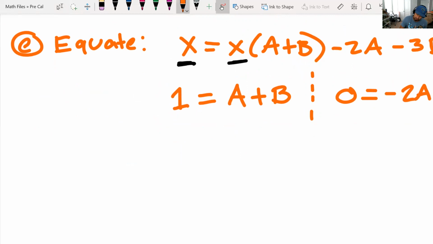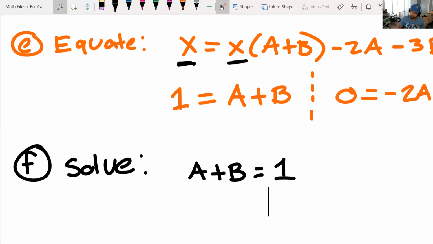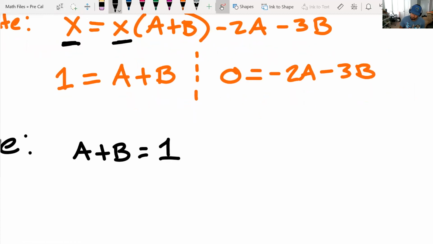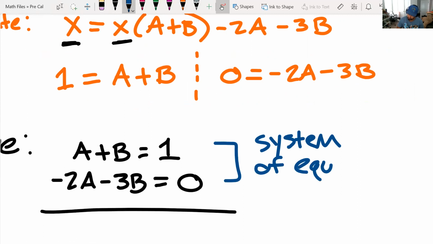So here, let's do this. So here's F. It's just going to be called solve. So what I'm going to do is take my equation. I'm going to rewrite it the other way though. A plus B equal to 1 and put it over my other equation. Negative 2a minus 3b equal to 0 and put it as a system of equations. Algebra coming to haunt you. Back from the past, right?